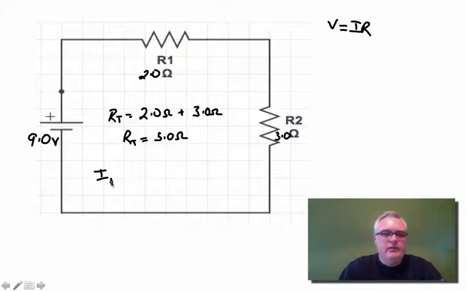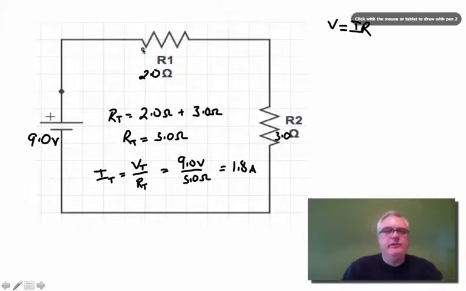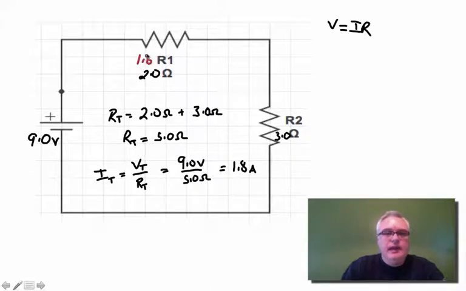And using Ohm's law, I can now take the total voltage divided by the total resistance to find the current. So my 9-volt battery is connected up to 5 ohms of resistance. That means my battery is able to supply 1.8 amps of current. And because this is a series circuit, that 1.8 amps is the same everywhere. Right? The current does not split up. It's 1.8 amps in every component.